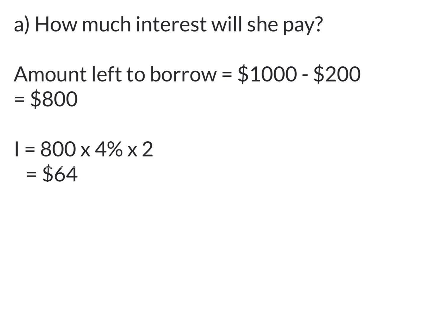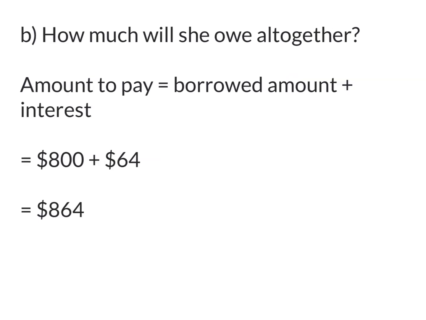So let's start with the interest. So the lounge was $1,000 and she paid a deposit of $200, which means there's $800 left. And then using our interest formula, that's 800 times 4% times 2 years, which is $64. So her interest on this is $64.